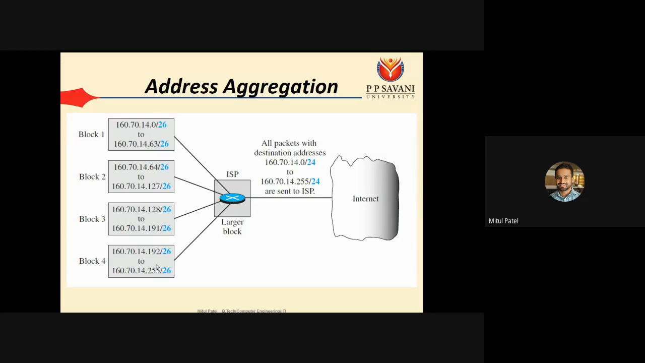Suppose the ISP has 4 blocks of 64 addresses lying with it, and an organization comes to the ISP with a requirement of 256 addresses. So what the ISP will do is combine the 4 blocks of size 64 and allocate that block of 256 addresses to that organization. Okay, so once we have purchased this block of 256 addresses from the ISP, then who has the responsibility?